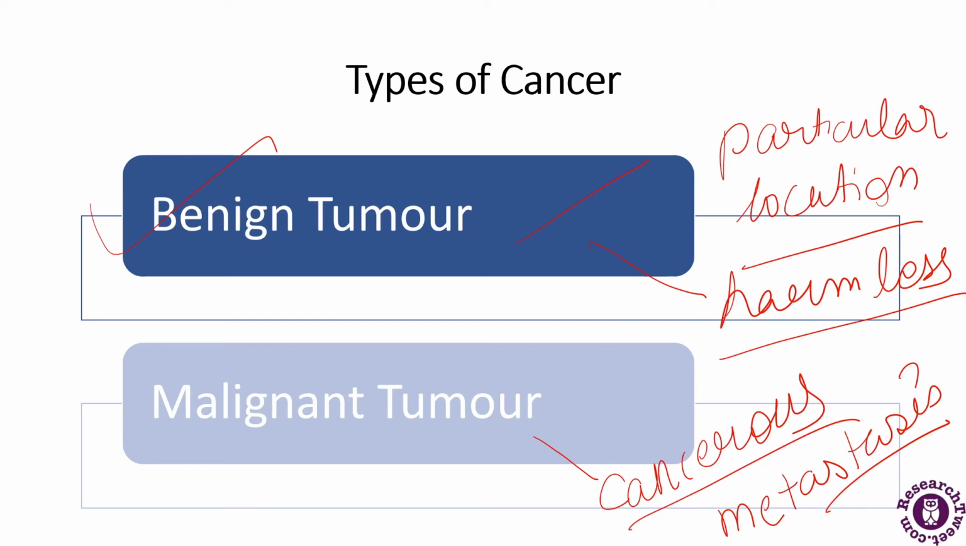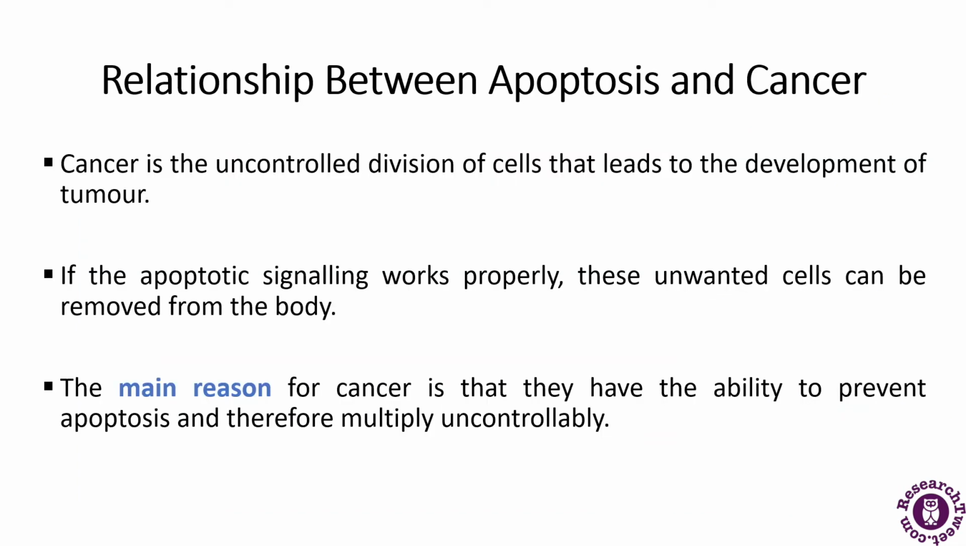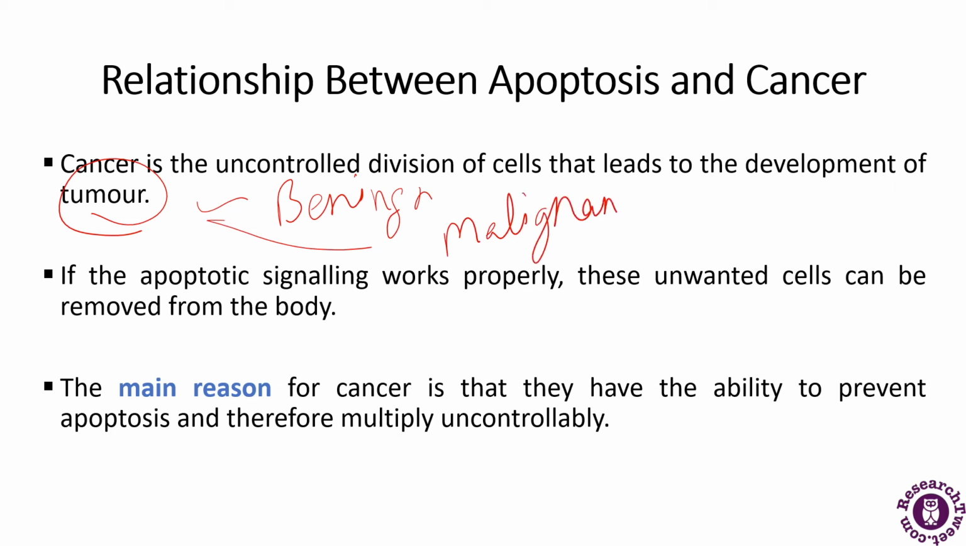The next topic is the relationship which has been established between apoptosis and cancer. As we have discussed, cancer is an uncontrolled division of cells that leads to the development of a tumor. We have discussed the two tumors also, that is the benign and the malignant tumor. If the apoptotic signaling works properly, these unwanted divisions of the cell can be removed from the body.